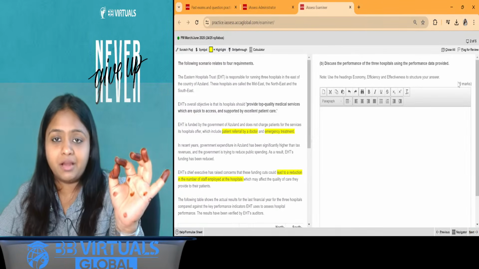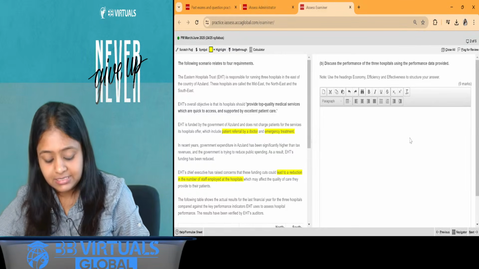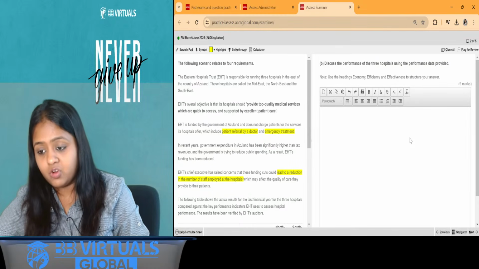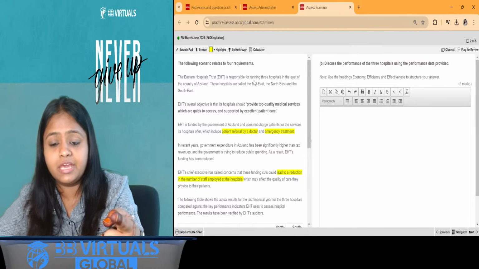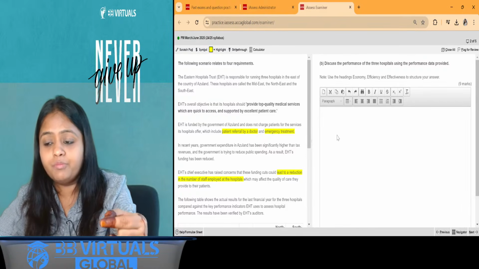Now we have a 9 marker. That's the B part of the question. So the B part says: discuss the performance of the three hospitals, the three that were there in the beginning, right? Mid East, Northeast, and Southeast, using the performance data provided.